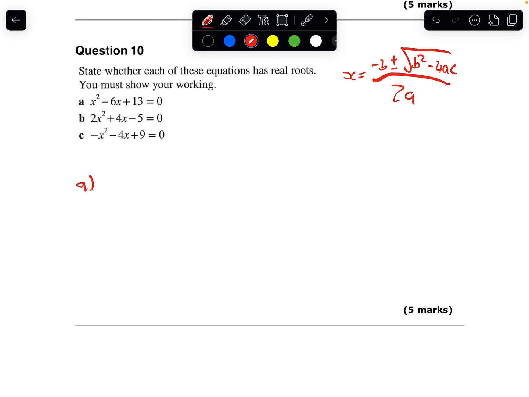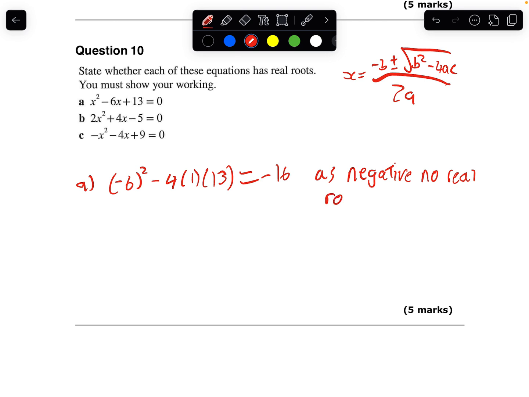So for a, if I do minus 6 squared minus 4 lots of 1 times 13, that's going to get me 36 minus 4 times 13, which is minus 16. Okay? Since this is negative, no real roots. There are roots, but they aren't real roots. You'll talk about that if you do further maths.